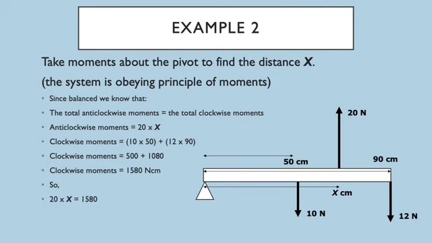So we know that 20 times x, which is the anti-clockwise moments, equals 1580, which is the clockwise moments. And we can rearrange that to find that x equals 1580 divided by 20. So x equals 79 centimeters. Okay, hopefully you can follow that through.